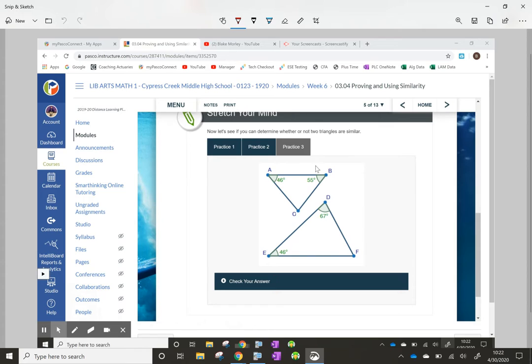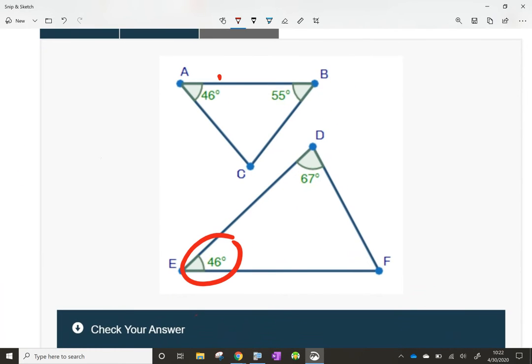So again, we can see I've got one matching pair. The 46 degrees matches the 46 degrees. Obviously, I don't have the second matching pair, but let's do the same trick as before, because maybe this is the 67 and maybe this one's the 55. So let's do the math, right? Remember, all angles in a triangle add up to 180 degrees.